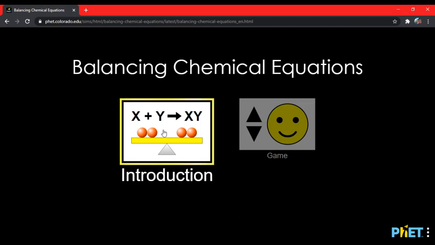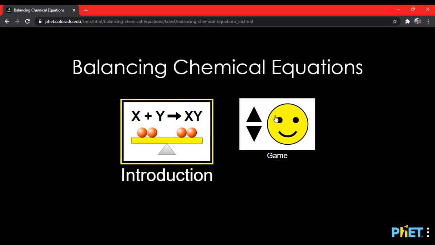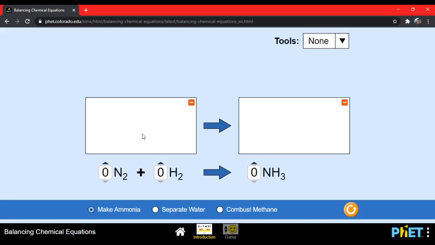Now if you want to know how to balance chemical equations, you can go to this website. I will put this link in the description of this video. You can click this introduction, or you can even play a game after studying the introduction. In this case, you can have a balance beam or a bar graph. You can have one at a time.